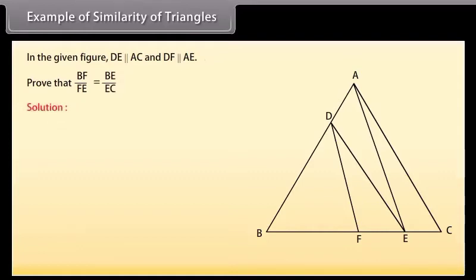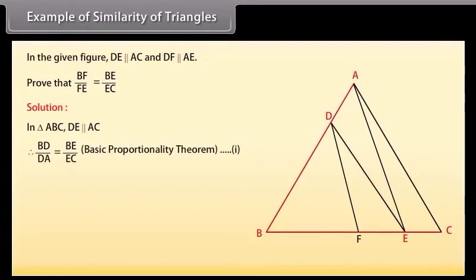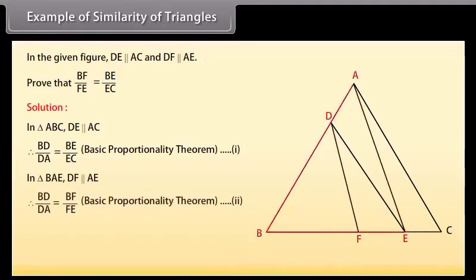Solution. In triangle ABC, DE is parallel to AC. Therefore, BD/DA equals BE/EC by the basic proportionality theorem. Mark it as 1. In triangle BAE, DF is parallel to AE. Therefore, BD/DA equals BF/FE by the basic proportionality theorem. Mark it as 2. Now, from first and second, we obtain BE/EC equals BF/FE.